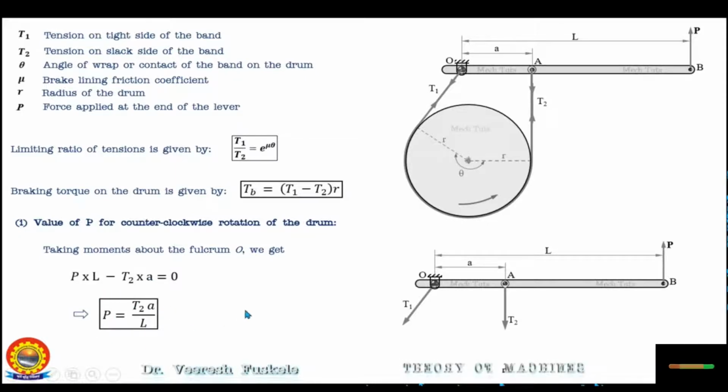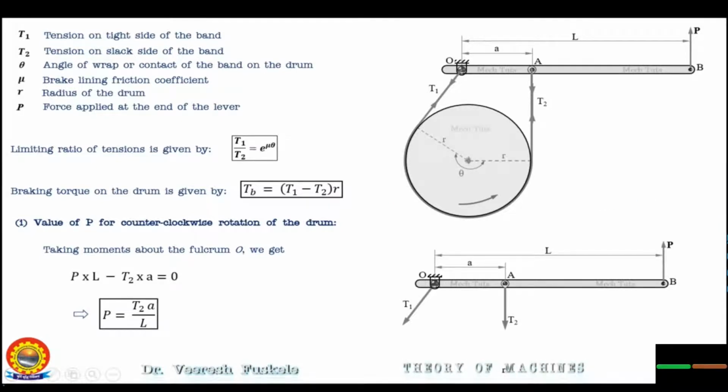So this is how you can find out the value of applied force in both the clockwise and the anti-clockwise rotation of the drum. And this is all about the analysis of the simple band brake. I hope you have understood the concept and will now be able to solve the numerical problems based on simple band brake. So now let's take up a numerical problem.